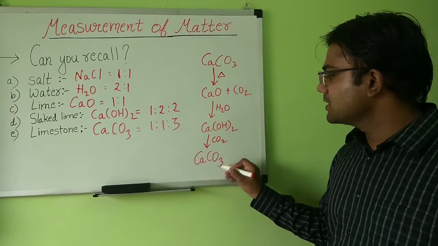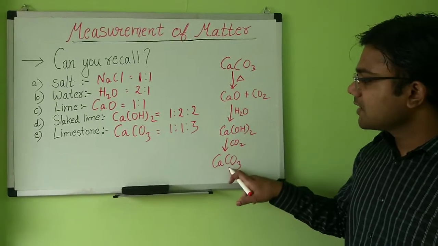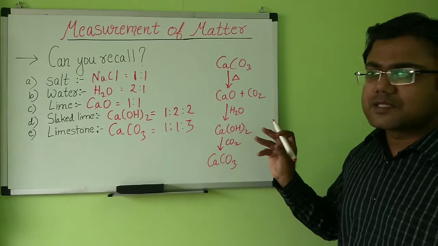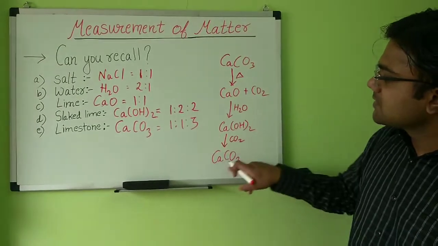This experiment we have already seen. We have blown some air by our mouth in this solution and this calcium carbonate is formed. A whitish substance starts to form. That is calcium carbonate. So this is the whole cycle of calcium carbonate.